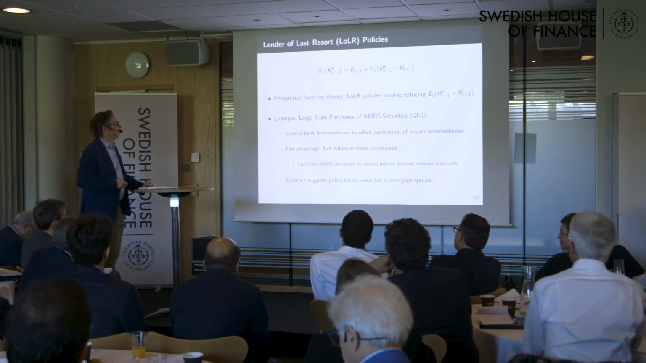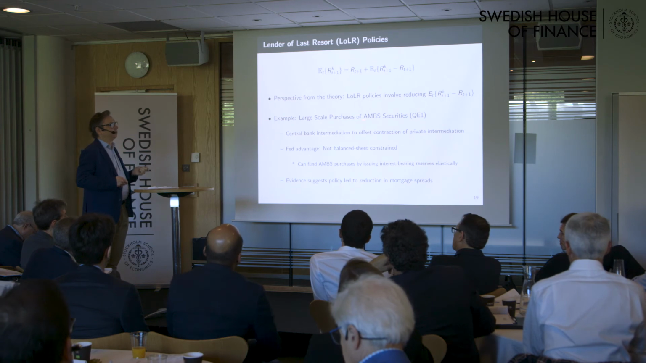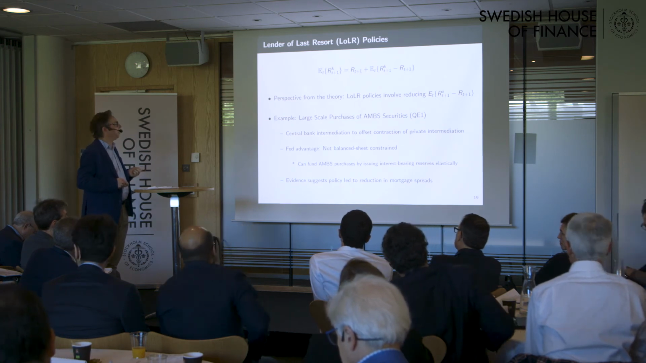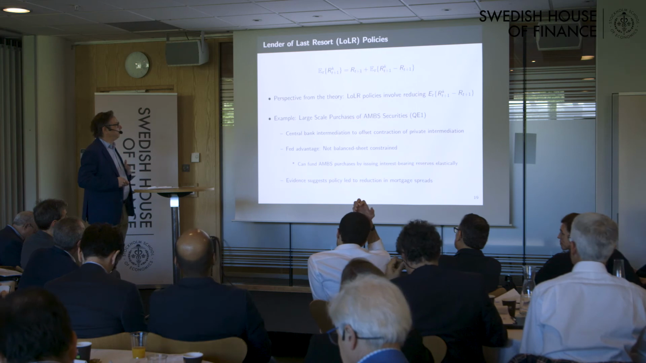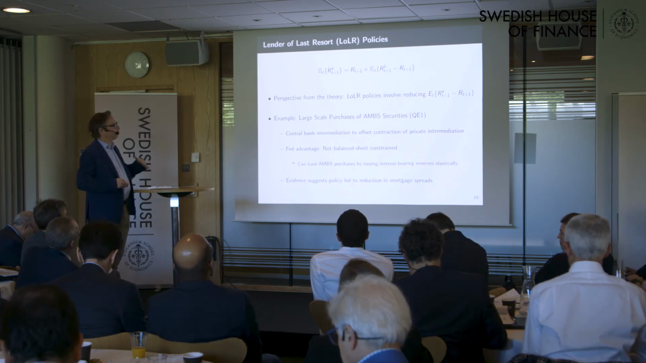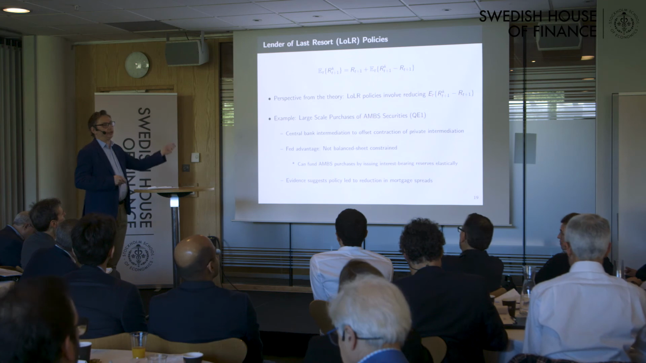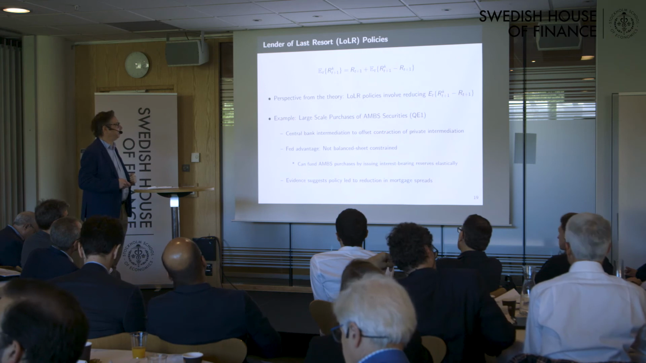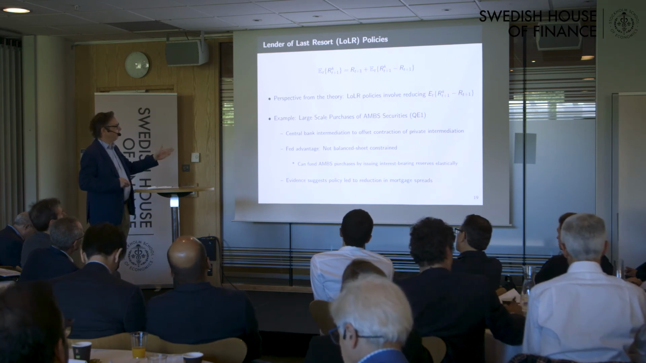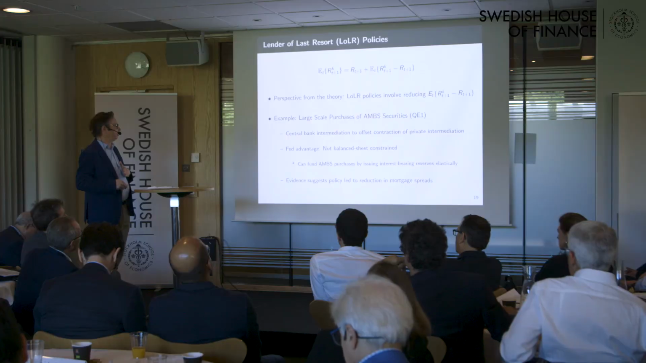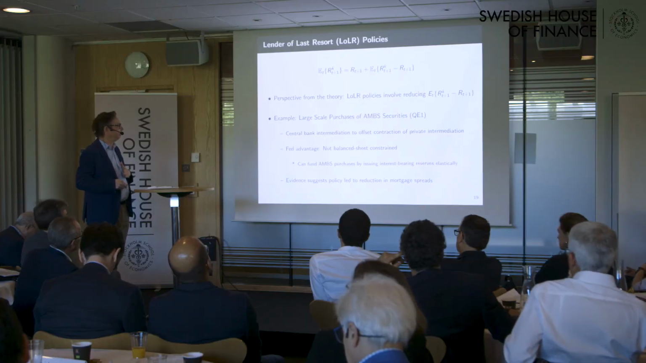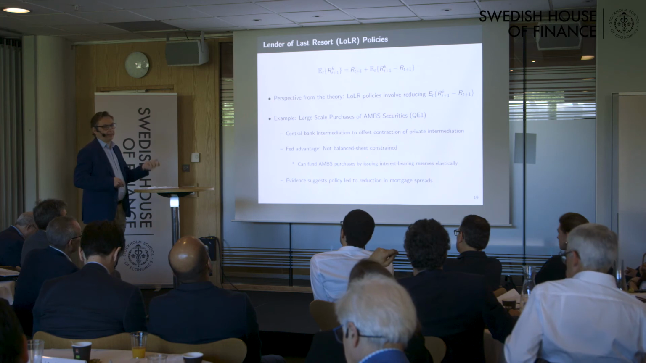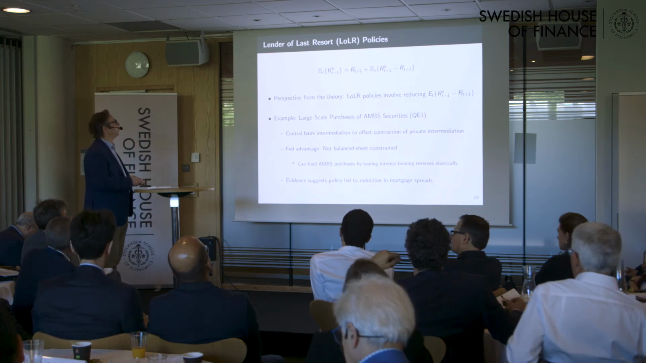Now, a very simple example would be the large-scale asset purchases of mortgage-backed securities, known as QE1. How can you think about this? This was central bank intermediation to offset the contraction in private intermediation. That is, the shadow banks were shrinking, they were unloading their MBS, and the Fed was stepping in to absorb them. And what's the Fed's advantage? The Fed was not balance sheet constrained. The Fed could fund the MBS purchases by elastically issuing interest-bearing reserves. And the evidence suggests that this worked. It actually worked to push down mortgage spreads.